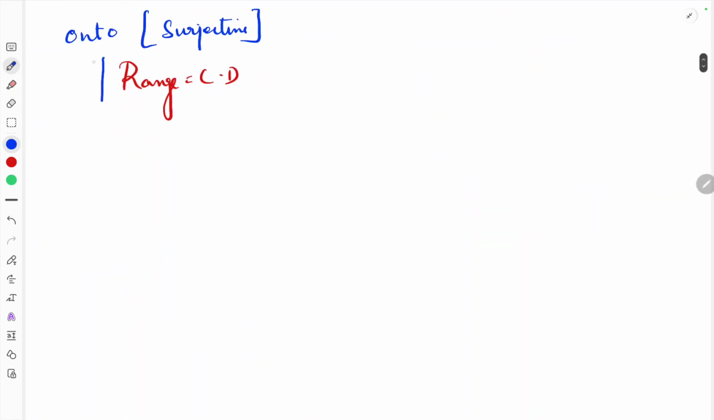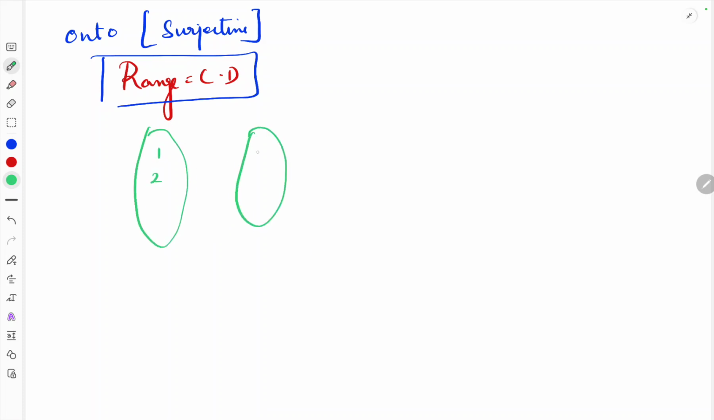So for onto, range should be equal to codomain. Here I will take one example: 1, 2, and here 3, 4, 5. So 1 is mapped to 3 and 2 is mapped to 4. Now range is not equal to codomain, which means this 5 should have some pre-image. If I map this 2 to 5, it is not a function because 2 has two different outputs. One input cannot have two different outputs, which means it is not a function.